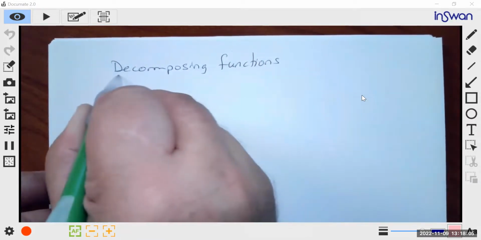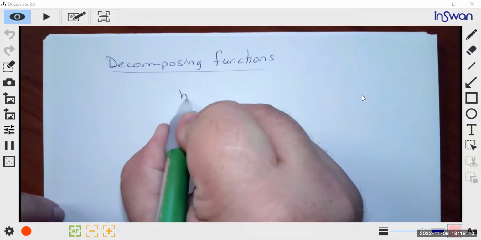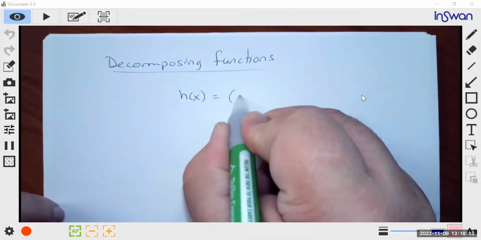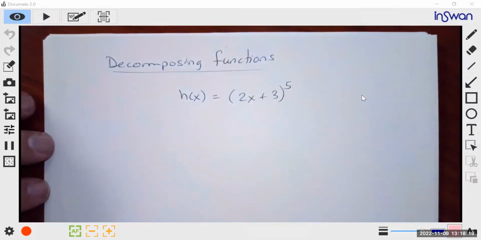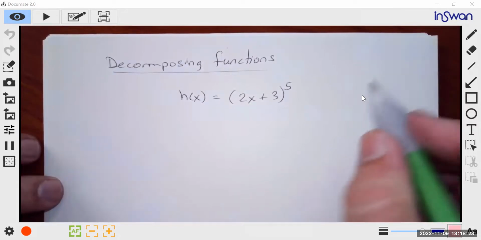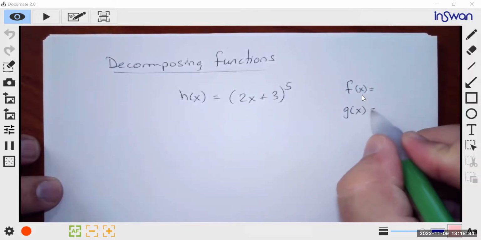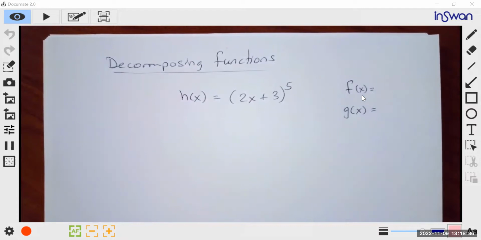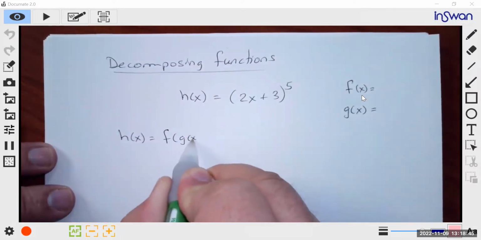Let's go backwards. Decomposing functions. So let's pretend we had this equation, 2x plus 3 to the 5th. You see two functions inside there. In other words, can you define an f of x? And can you define a g of x that makes up this equation here? Basically, what we want is h of x is going to be a composite function.